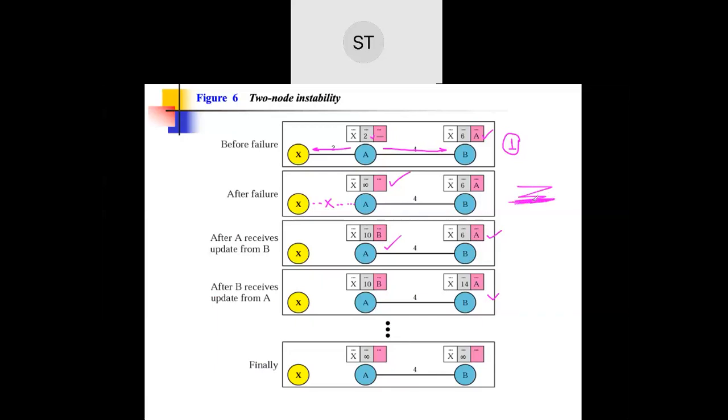So whenever there is a packet for X, A will send it to B, B will send it to A, A will send it to B again. Eventually, after the TTL, it will get dropped. But till that point, the packet keeps moving back and forth because of this dilemma. After a certain point, they will put the entry as infinite and then it gets dropped. Got the problem? This is a typical problem called two-node instability.